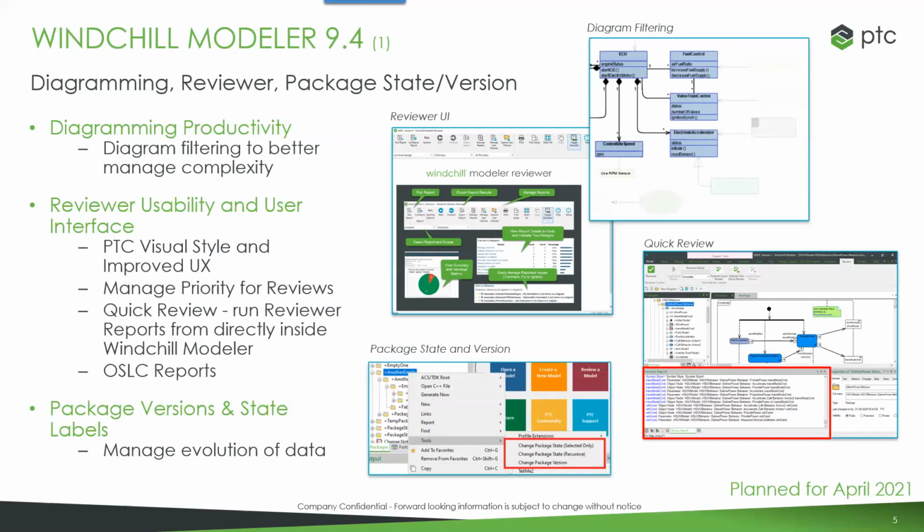Okay, so here we can see in a bit more detail some of those things that I've just talked about. First of all, diagramming productivity, we'll look at that, and you can see an example of how we've filtered some items out from a diagram. Reviewer, we've made a lot of enhancements in the reviewer tool, so we'll discuss that in a little more detail. And then the package versions and state labels, the graphic at the bottom left shows setting those values. And then there's quick review on the right. This is the new ad hoc review capability that we'll explain and demonstrate.